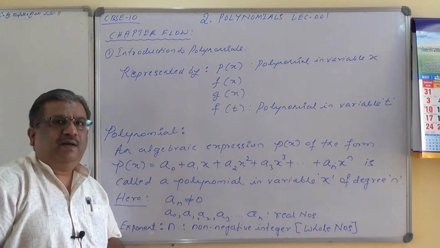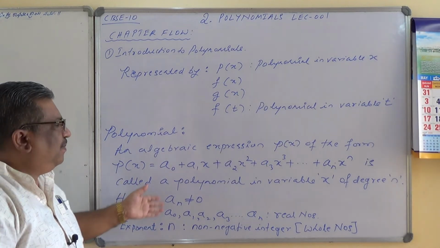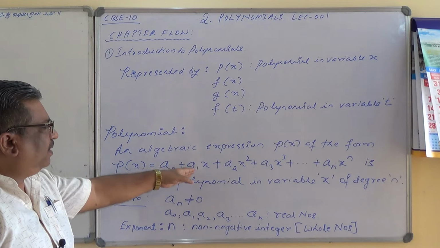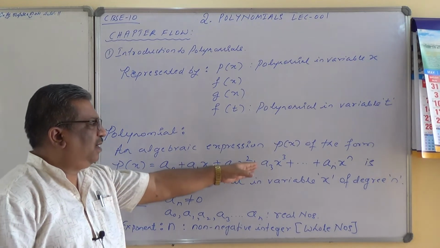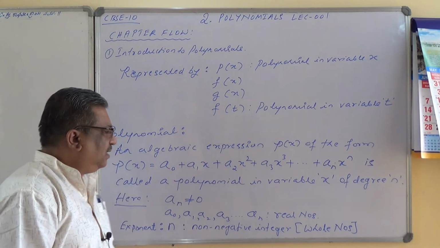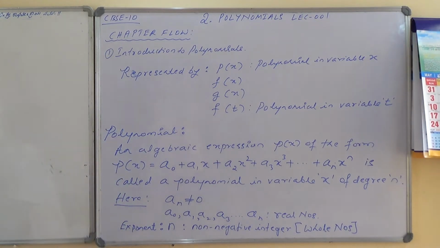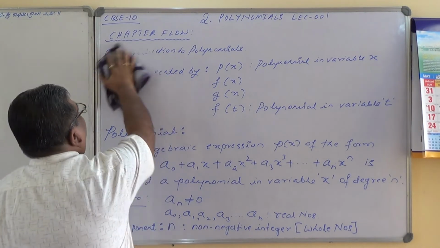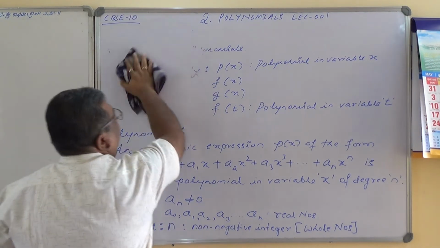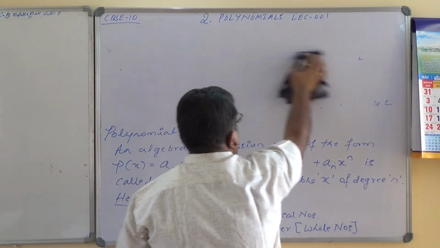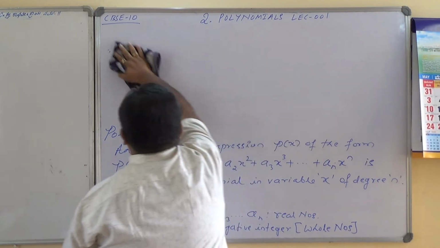You must remember, a polynomial is an algebraic expression in the form of this: a0, a1 into x, a2 x square, a3 x cube. It continues, and these are the conditions. Note it down first. Let us look at some examples here. Examples of polynomials, which are polynomials and which are not polynomials also. Couple of examples we'll see here.